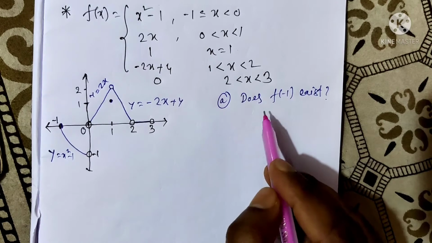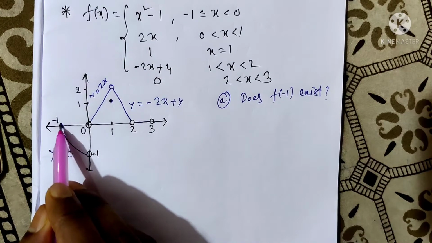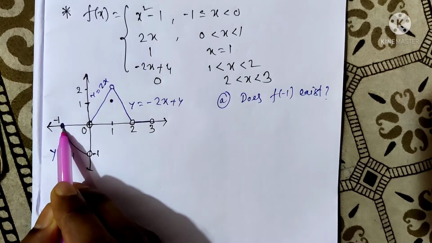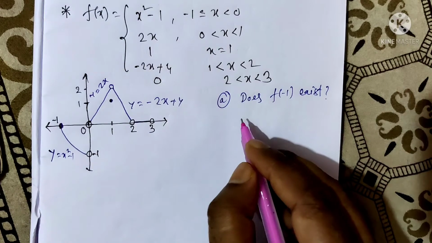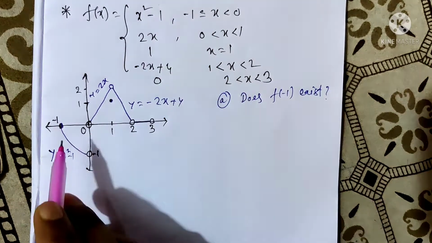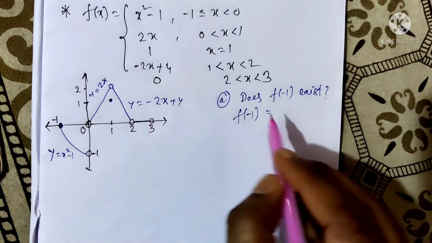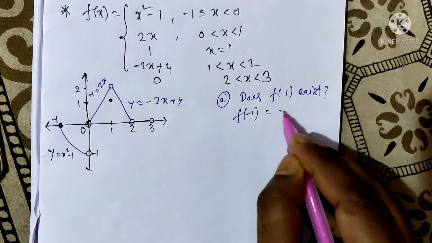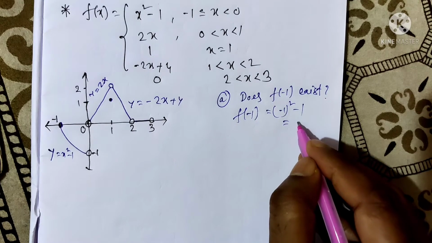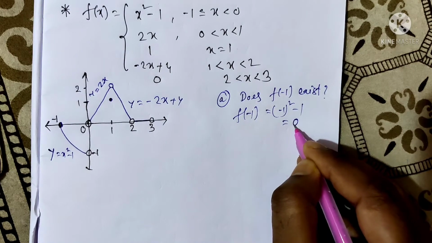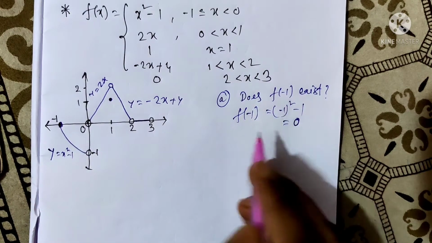Now the first question is, does f(-1) exist? What is f(-1)? This point is f(-1). So f(-1) equals (-1) squared minus 1, which equals 0, that is y equals 0 at this point. So f(-1) exists.